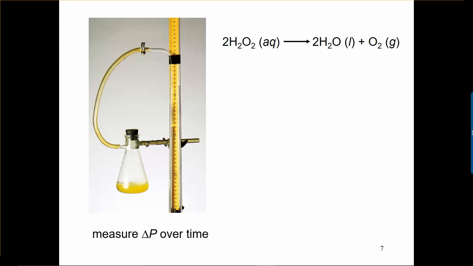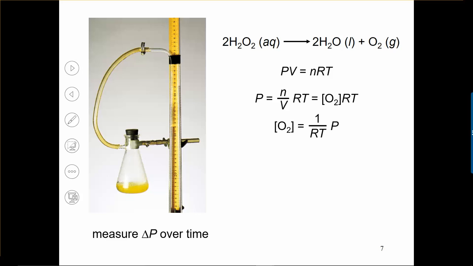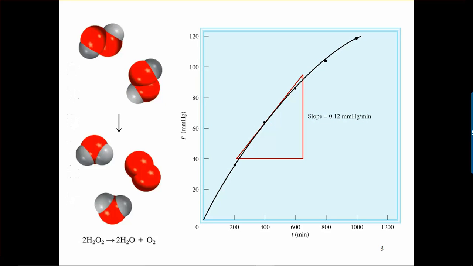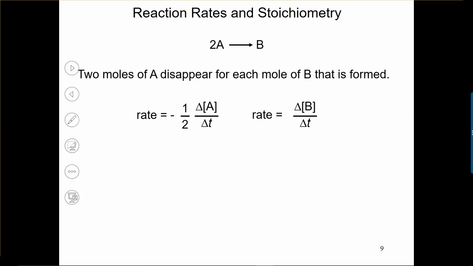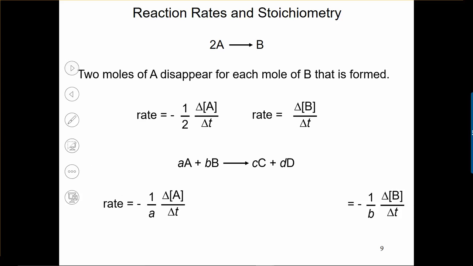Pressure is also a way that you can, instead of concentration, we could just measure the pressure and consider that to be kind of the concentration. Pressure and concentration are kind of equivalent in that way, because of the ideal gas law. So the concentration of oxygen here is 1 over RT times P, and your rate is still the change in the concentration of O2 over the change in time. All right, so this is how we relate them stoichiometrically, like we were talking about earlier.